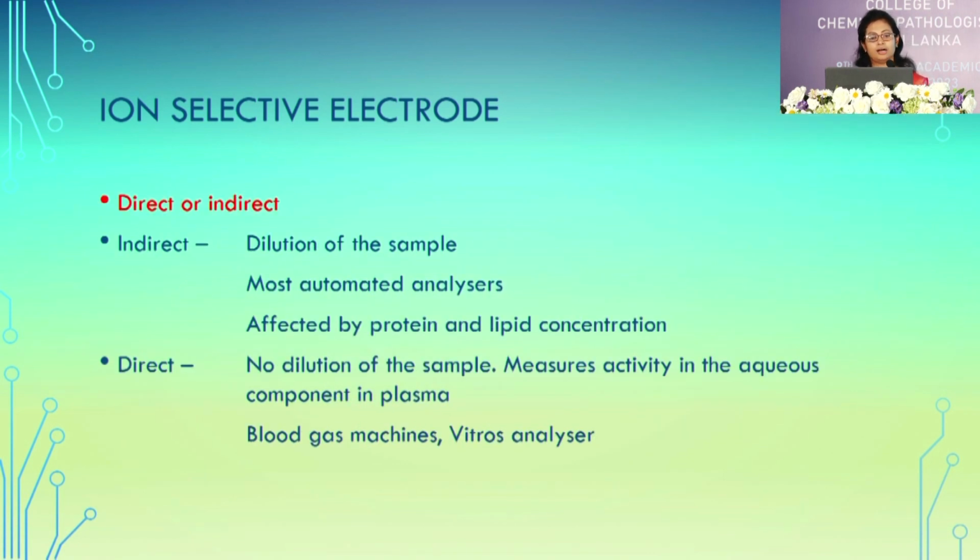So these can be direct or indirect. In the indirect method, remember, there is a dilution of the sample. So this is the method that we use in our analyzers, most of the time automated analyzers. And this method is actually affected by protein and lipids. In the direct method, there is no dilution of the sample. It measures activity in the aqueous component in plasma, and this method is used in the blood gas analyzers and vitreous analyzers.